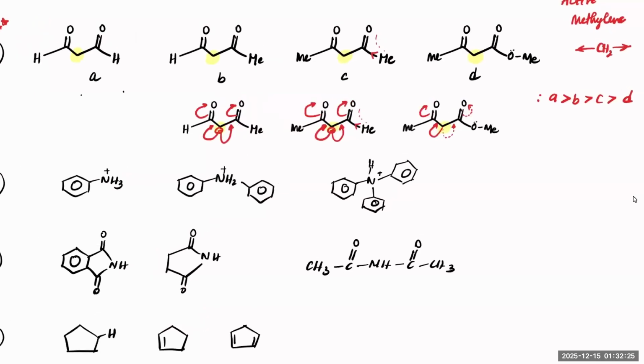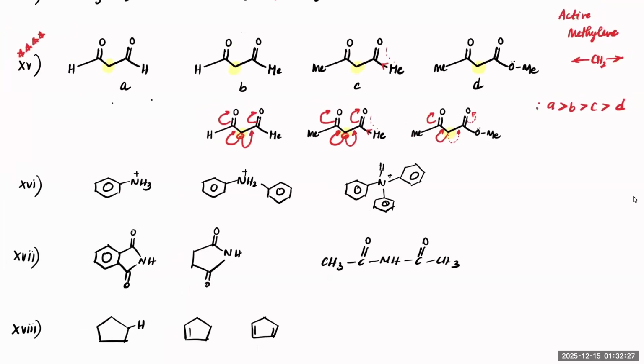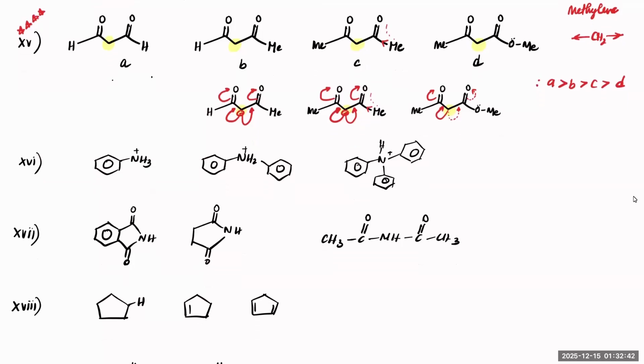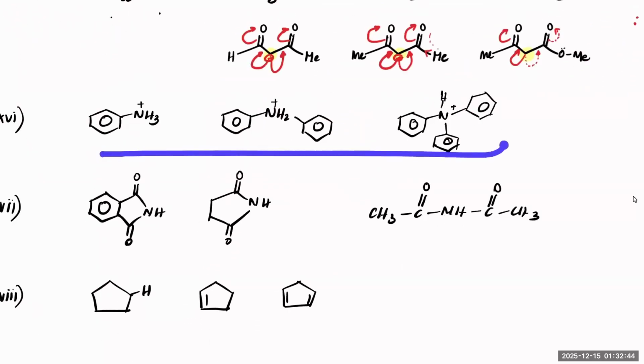Last class we stopped at discussing acidic character when it comes to the CH2 groups, which you call methylene groups, right? And we learned that A is greater than B is greater than C is greater than D here. Next one is about ammonium ions, NH3 plus.